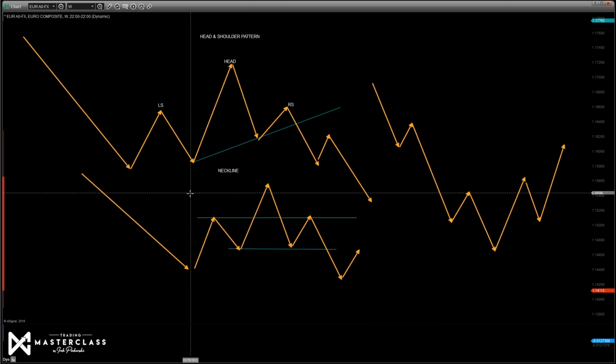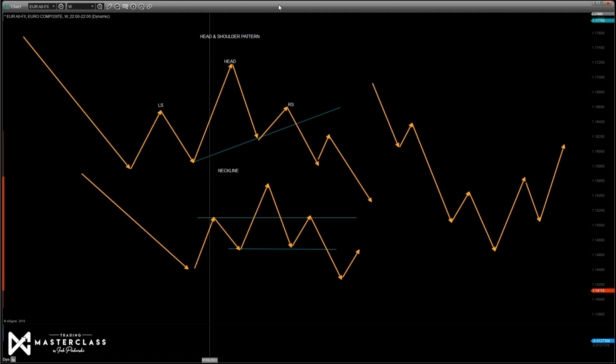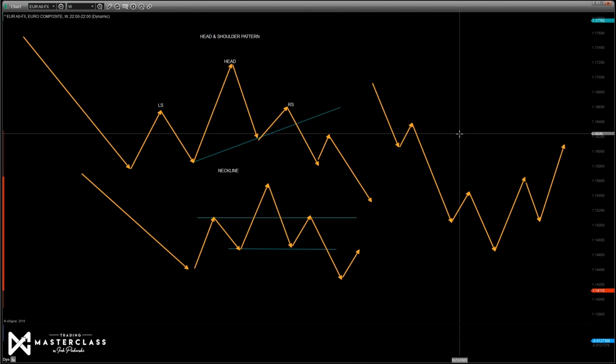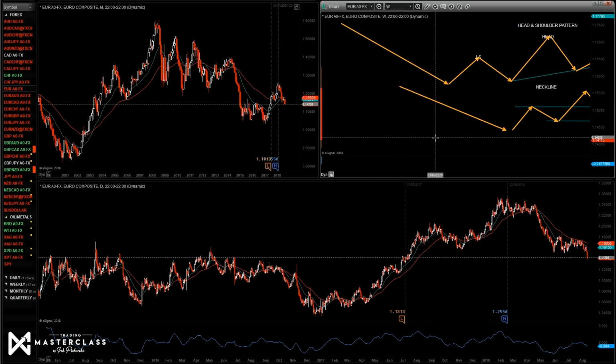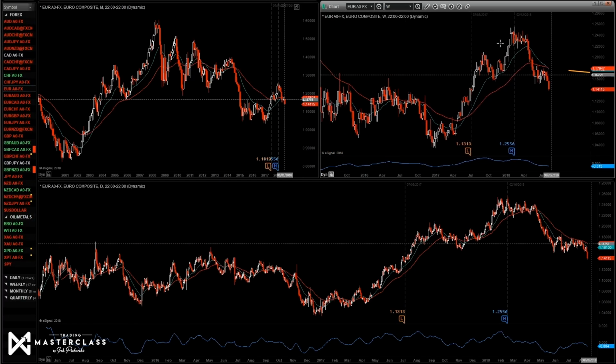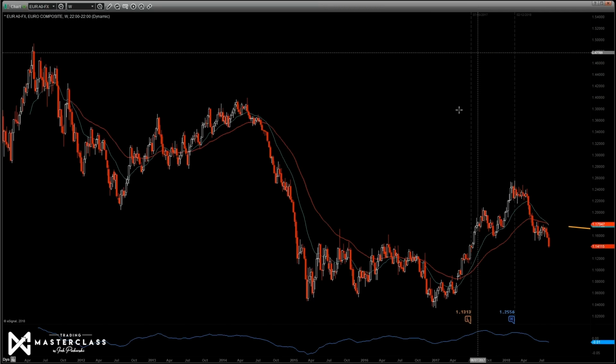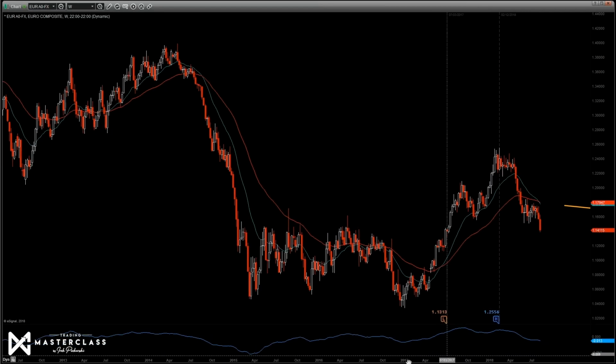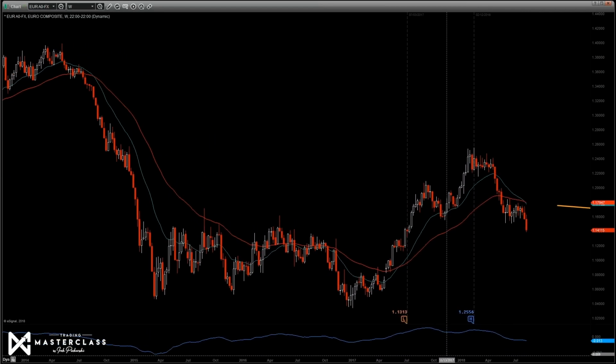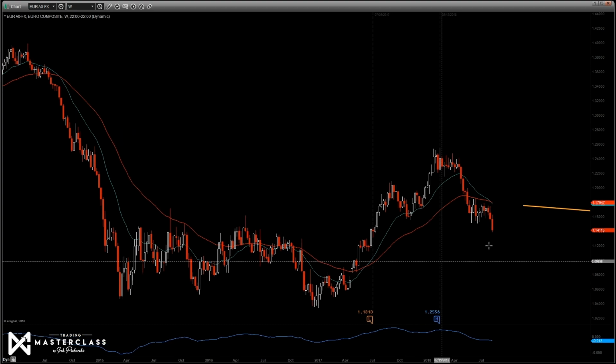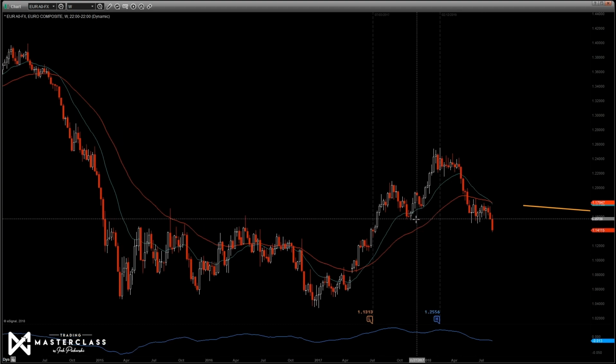Again, take notes, take lots of notes, watch this as many times as you have to, but let's have a look at some examples. Okay, so the first example I'm going to show you is a pattern in development, okay? So here's a weekly chart on euro dollar, and we have a head and shoulder pattern that might be developing, okay? The reason why I say that is because look, we're at the neckline, we're at support, okay? And guess what? We're breaking the neckline.